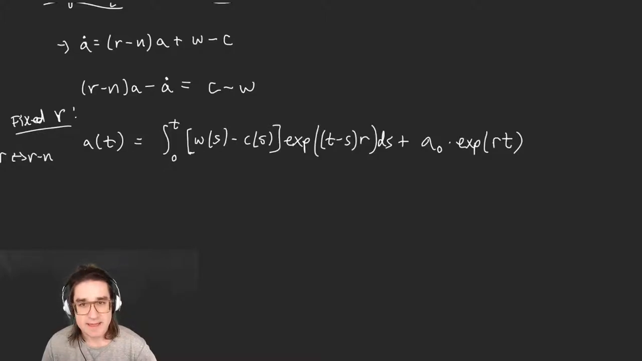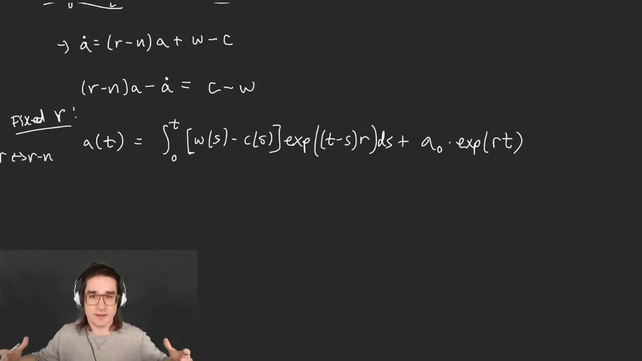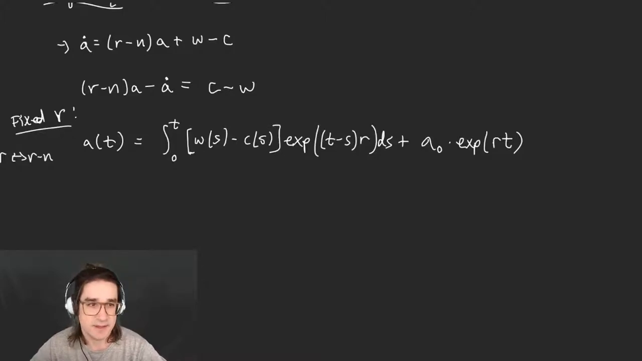We're going to take this equation A of T and bring it off to infinity, basically. So it's going to encompass all time, and it's going to give us a relationship between A zero and the full path of C and W.